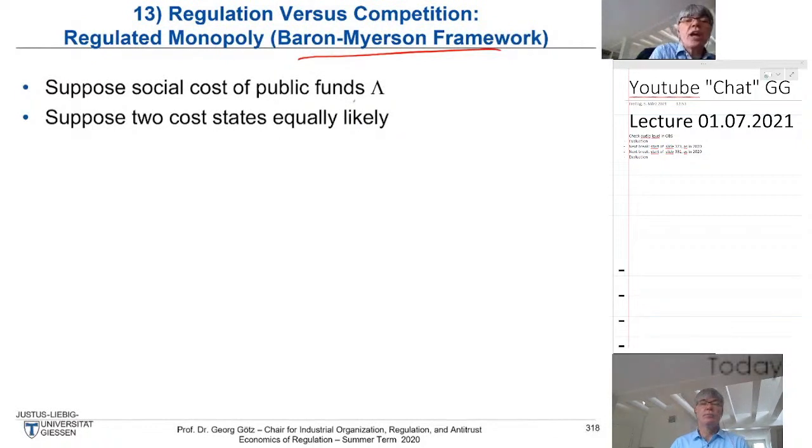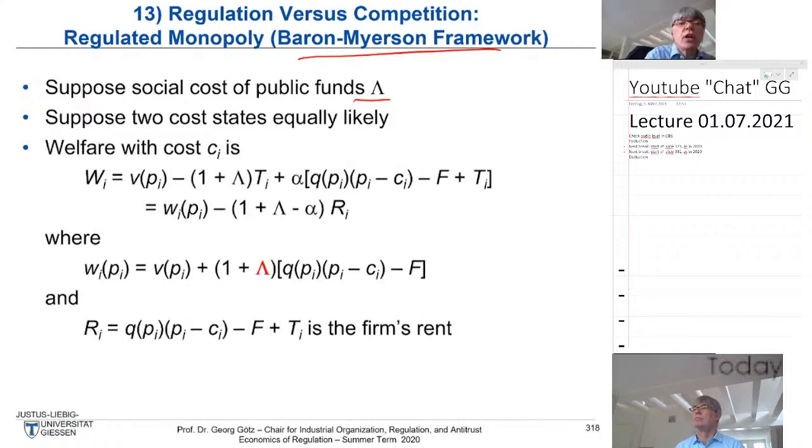Again, suppose we have some social cost of public funds here, which I denoted with a capital lambda in your notes. It will be a small lambda. I just changed it in order to be coherent with chapter 18. Then suppose the two states are equally likely, so we assume that phi is equal to 1/2 for simplicity. And these are just the standard kind of terms we developed up there.